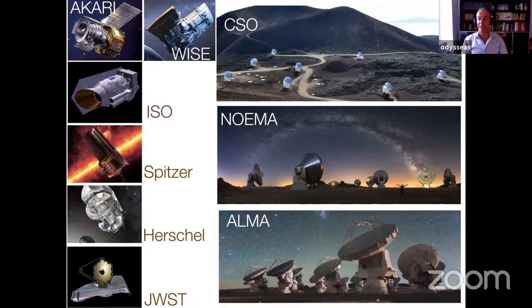One is NOEMA, in France, in the northern hemisphere, and the other one that most of you know is the ALMA array, which is in Chile at the Southern Observatory. And these arrays, and all this instrumentation, have allowed us to get a different view of how star formation is happening.